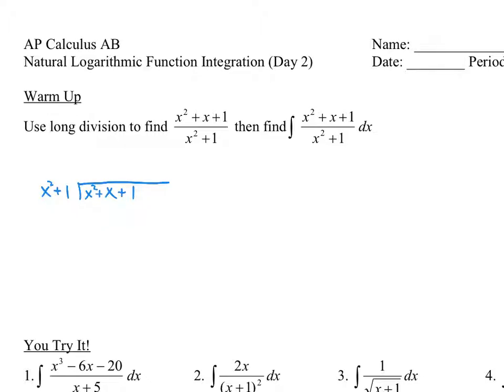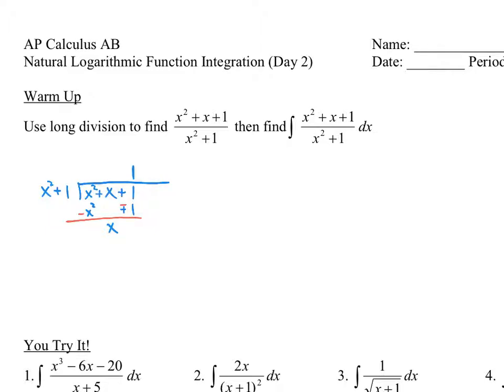remember, we just look at the first terms of our dividend and our divisor. So x squared divided by x squared is just 1. Now, I like to help myself out by putting things over things that match, like terms. So since I have just a 1, it's a constant, it's going over the constant part. Now when I multiply, I have an x squared and a plus 1, which I then have to subtract. And notice what I have left is an x, and that's it.